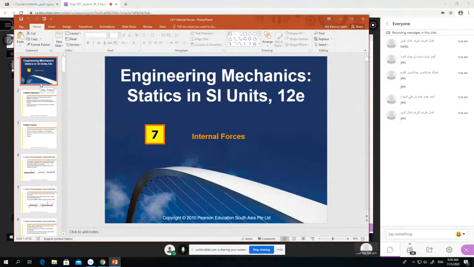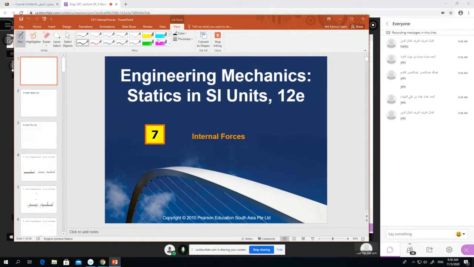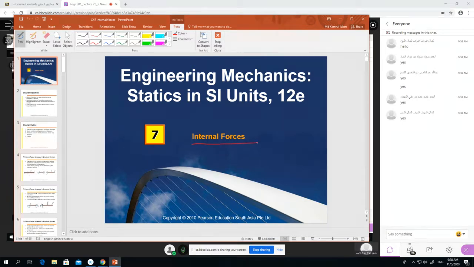Last class we completed chapter 6. Now we will start a new chapter. Its name is internal forces. What are internal forces? What do we mean by internal force?